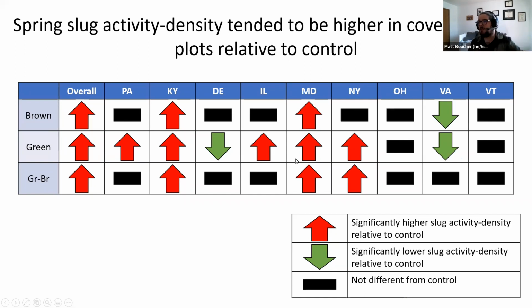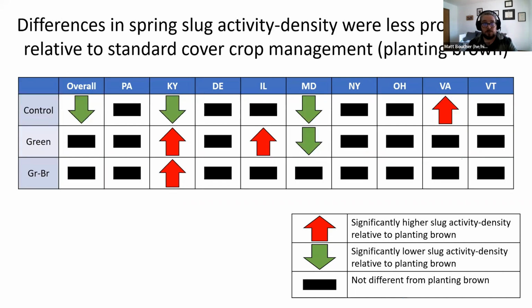The other important thing is that we're not always comparing this simply to the no cover crop option. So this table shows you differences in spring slug activity density relative to that planting green treatment or standard cover crop management. And what you see here is not as many differences. So if you're using cover crops, right, planting green doesn't necessarily increase your slug activity density.